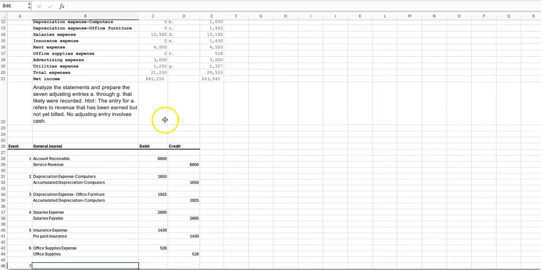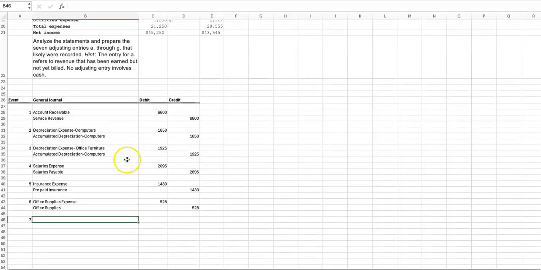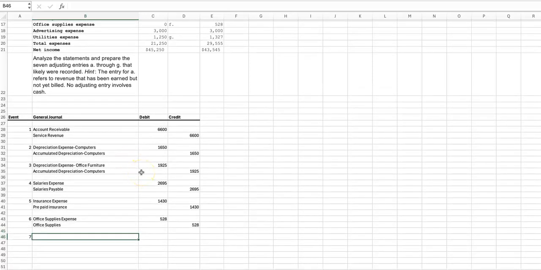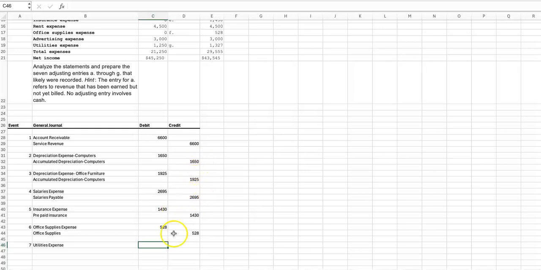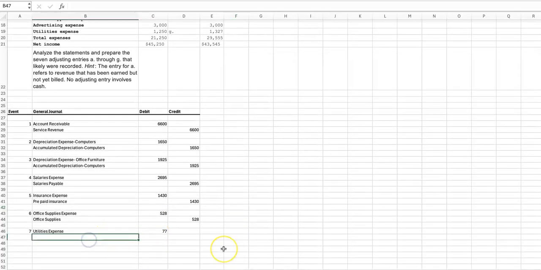So for number 7, same thing as well. This one's a little bit different. You'll still put utilities expense in that first column, and then for debiting, you're going to take the difference, so 1,327 minus 1,250, and what you get is $77. So obviously you're going to debit it, and then for this one, instead of doing an asset account or whatever you choose, it's actually going to be a utilities payable.